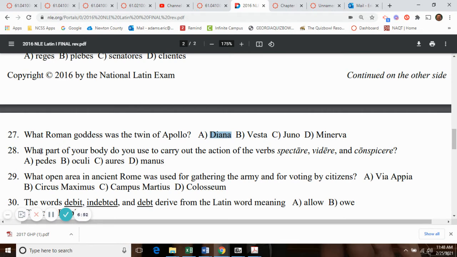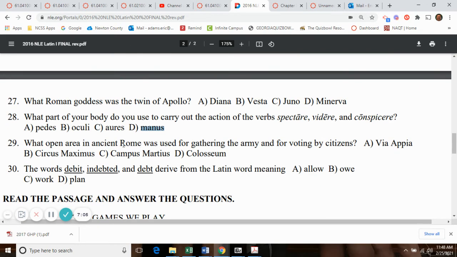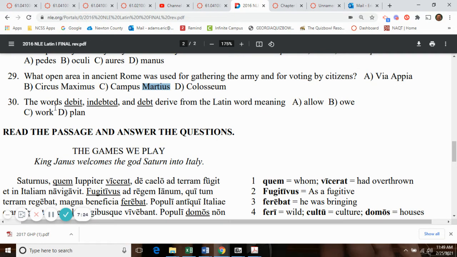Diana is that goddess. What part of the body do you use to carry out the actions of spectare, videre, conspicere, to watch, to see, to catch sight of? Not your pedes, your feet, but your oculi, your eyes, not your aures, your ears, and not your manus, your hand. What open area in ancient Rome was used for the gathering of the army, and the voting by citizens? It's not the Via Appia, that's a road. It's not the Circus Maximus, that's where chariot racing goes on. It's not the Colosseum, that is, of course, where the gladiatorial combat took place, but the Campus Martius. It's the field. Campus means field of Mars. And so that is the open area. The words debit, indebted, and debt, all from the word that means owe, debeo, debere.